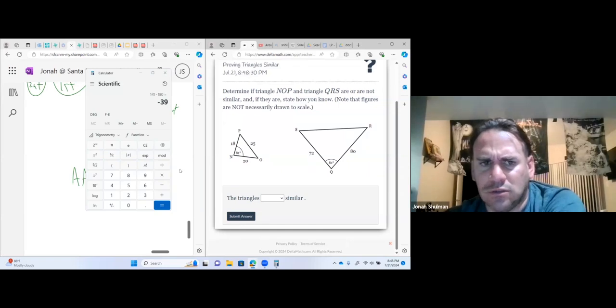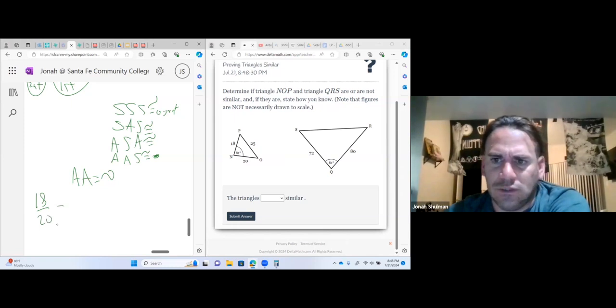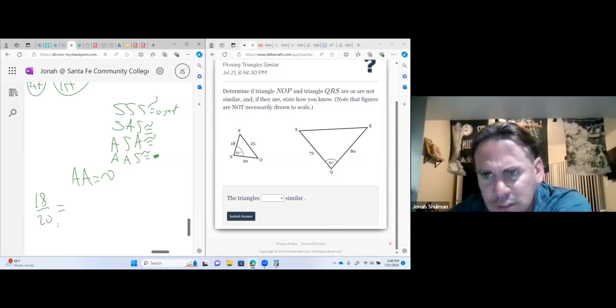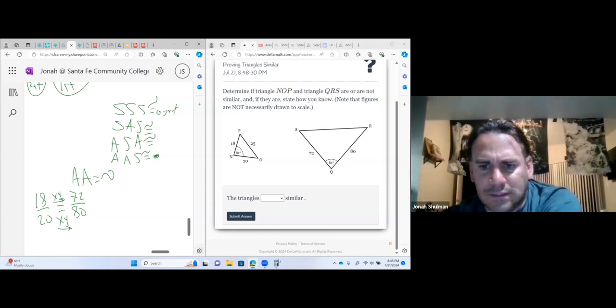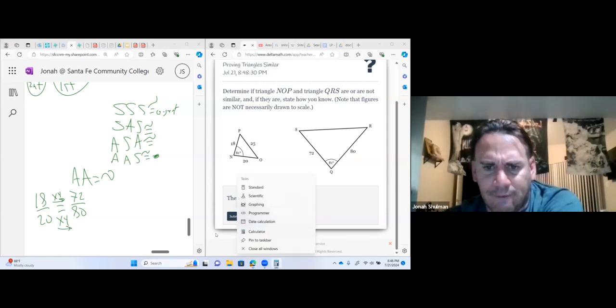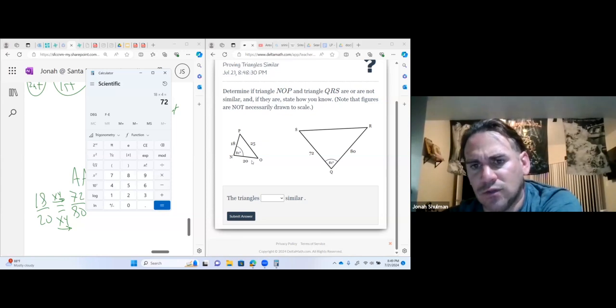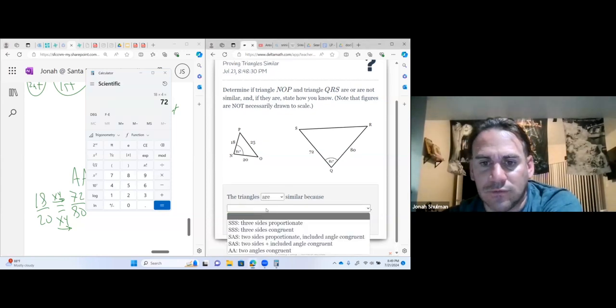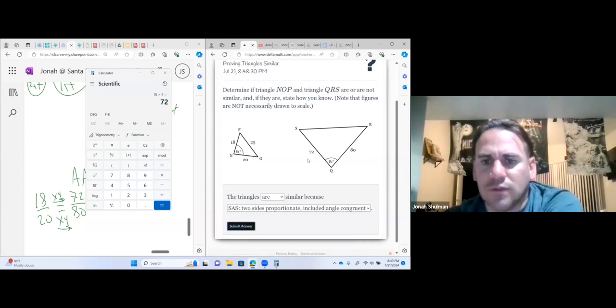18, 20. All right, let's try this. Is 18 over 20 equal to 72 over 80? This is times 4. So this is another way. If the scale factors match, what is 18 times 4? It is. So this is side angle side. So they are similar because of side angle side. 2 sides are proportionate and they include the angles.